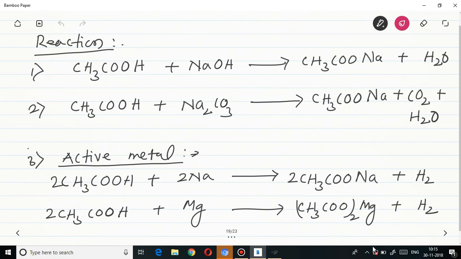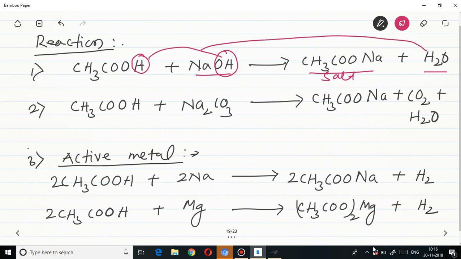Now the reactions. As you know, this is an acid, so this will react with a base to form salt and water. From this acid, this H was removed. So in place of H, Na came, that is a salt. And this H and this OH will form what? Water. Now, being an acid, if it reacts with a metallic carbonate, it will form the same salt, but along with the water, carbon dioxide will also come because of carbonate.